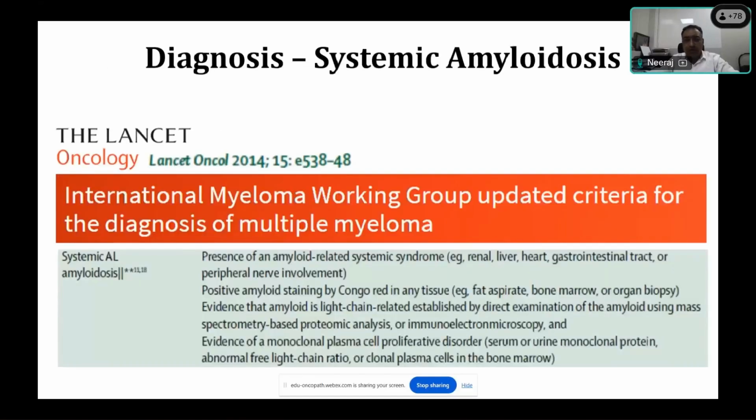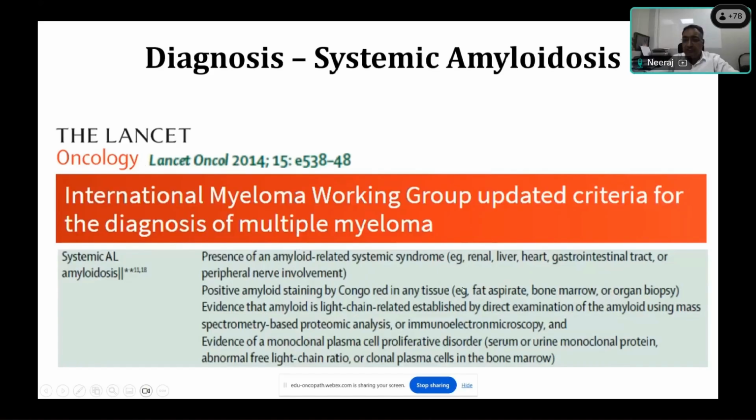So what we are dealing with is amyloidosis, and as per the International Myeloma Working Group criteria for the diagnosis of myeloma and amyloidosis, we need the presence of amyloid related involvement, and that is documented by the presence of the Congo red stain in any of the tissues.